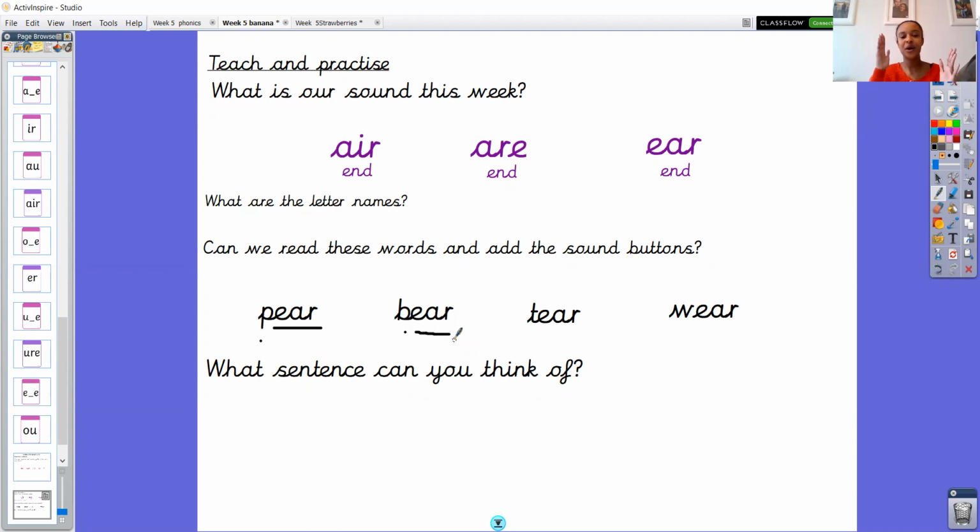Okay, ready to use your robot arms? 1, 2, 3, air, bear. Fantastic. Okay, next one. Air, tear, like I'm going to tear up a piece of paper.